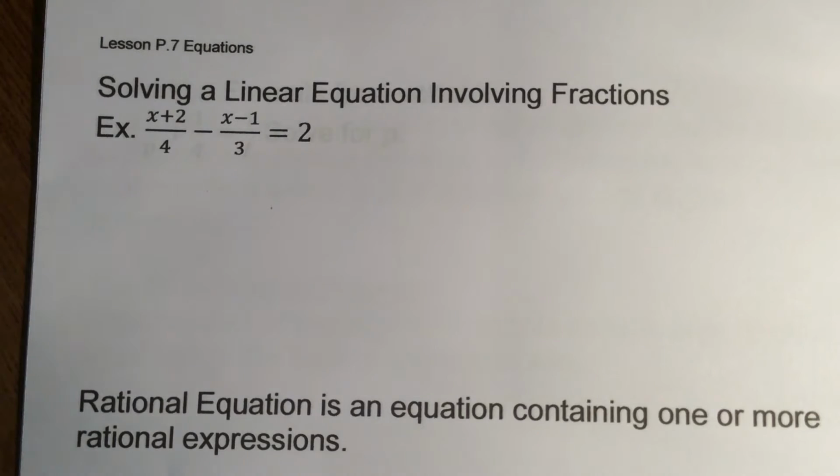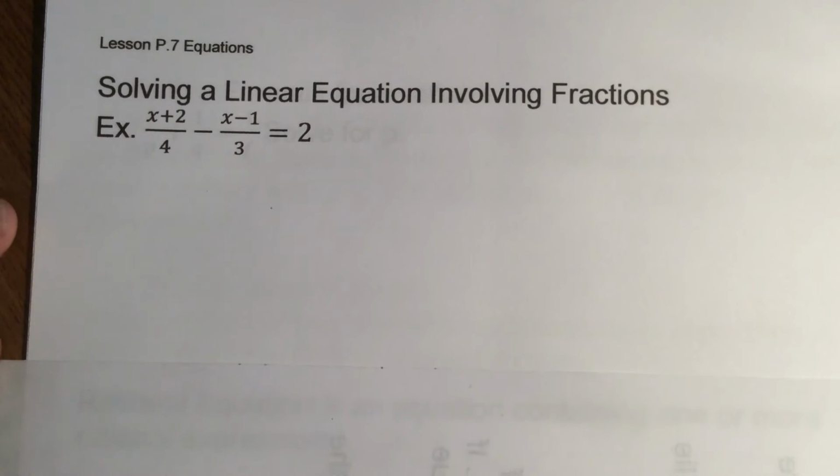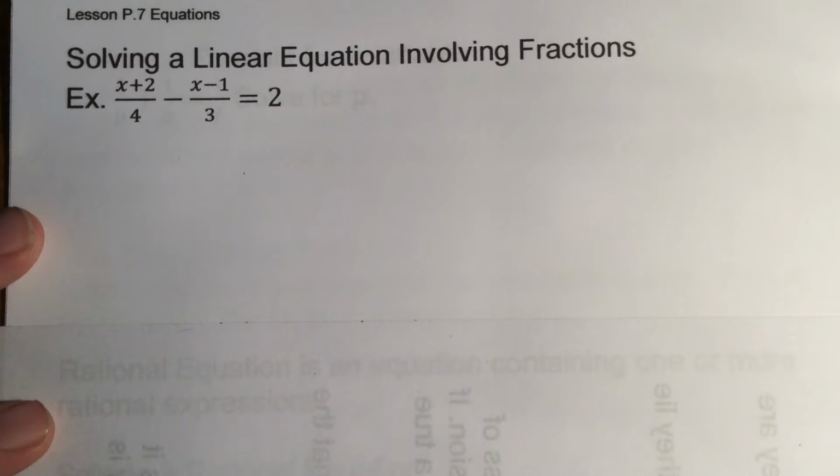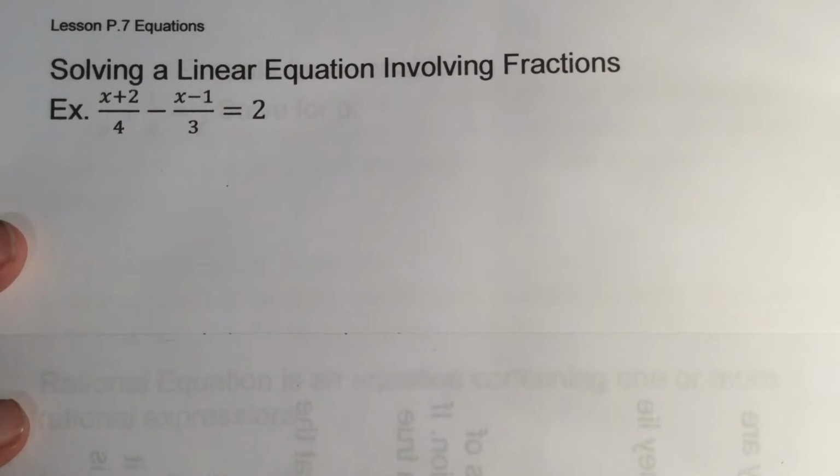Now, if we are dealing with linear equations that have fractions involved, we need to either find a common denominator, or another way we can do this, and I feel this is the easier way, and I'll show you here, is to just times by whatever that common denominator is on both sides, and it'll get rid of the denominators, and then we are back to a linear equation. So 4 and 3, I'm going to times both sides by 12.